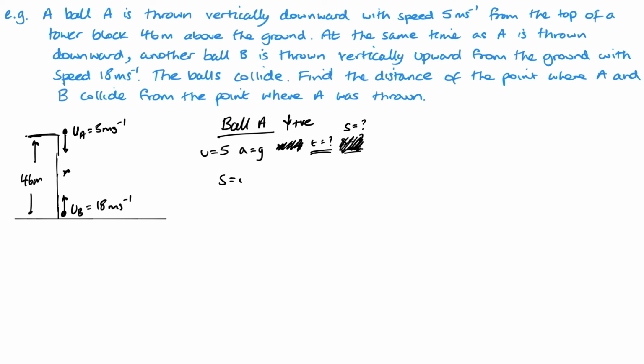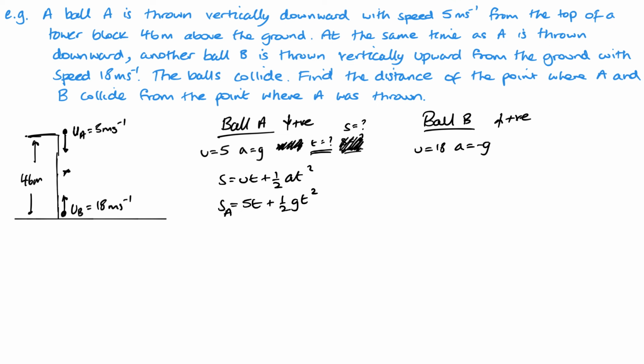So s equals ut plus a half at squared. So s is equal to 5t plus a half gt squared. And this is the distance that A has travelled. Let's look at ball B. Now ball B, I'm going to take positive as going up. So u is going to be 18, where the acceleration is now negative g.